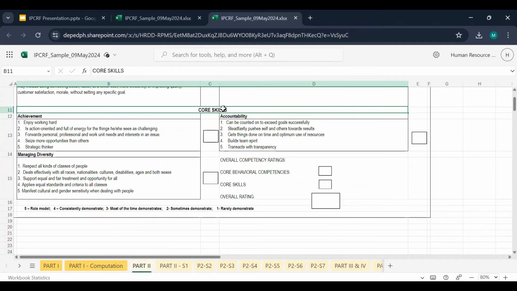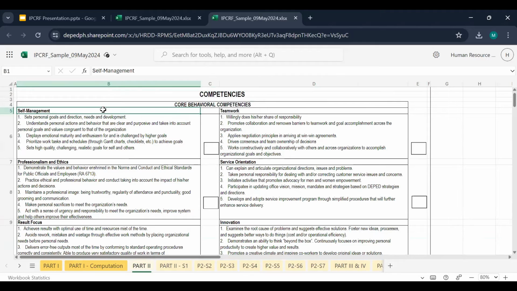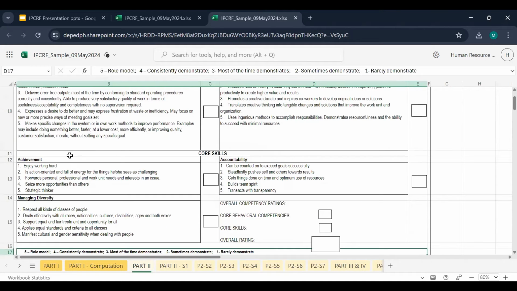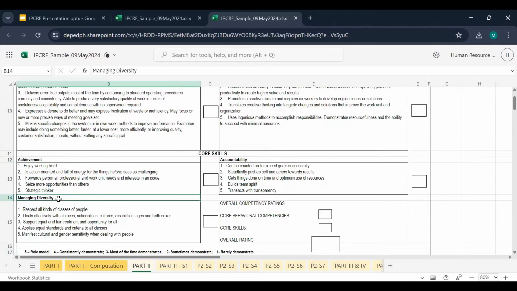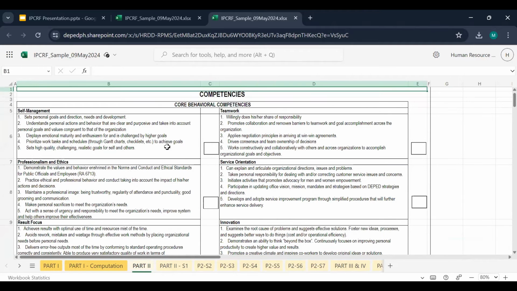There are 6 core behavioral competencies such as self-management, professionalism and ethics, result focus, teamwork, service orientation, and innovation. While under the core skills, we have 3, such as achievement, managing diversity, and accountability. So let us begin with the steps in evaluating and computing the competencies rating.